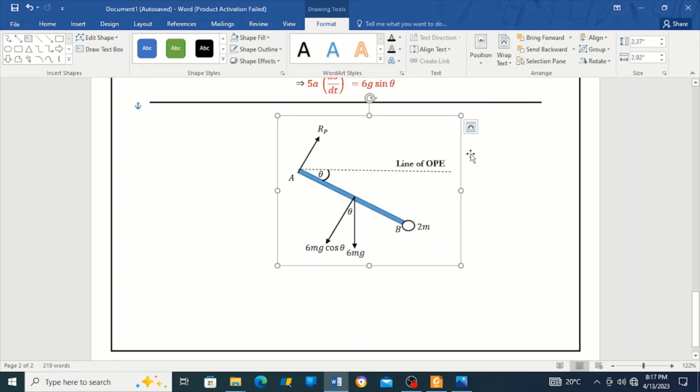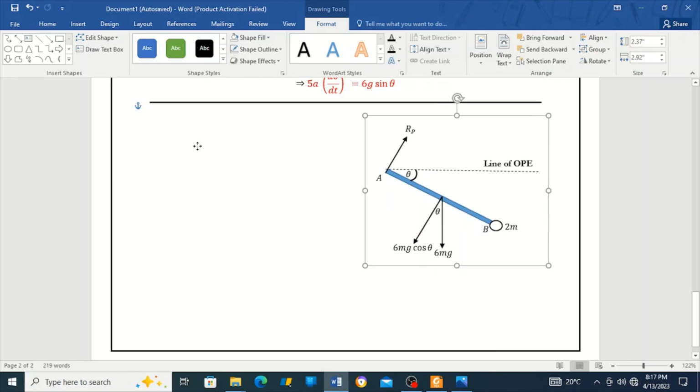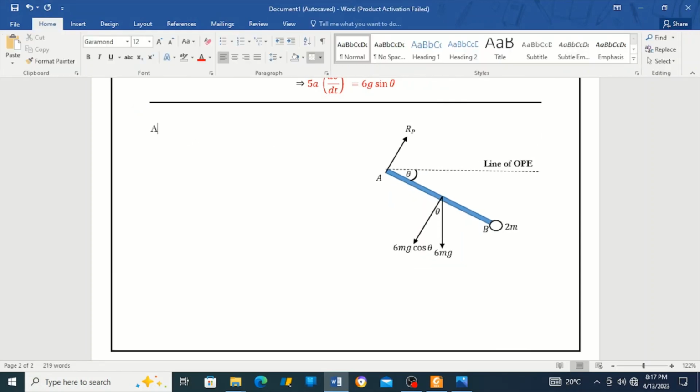Alright, now we need to know that this is actually a rotational motion. So we apply Newton's second law of motion, because we need that reaction.